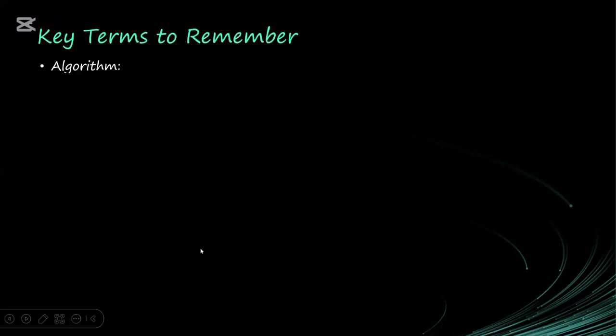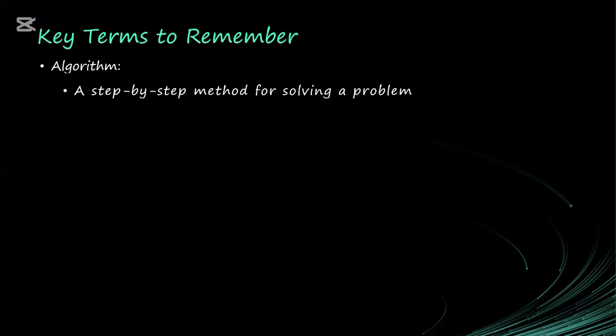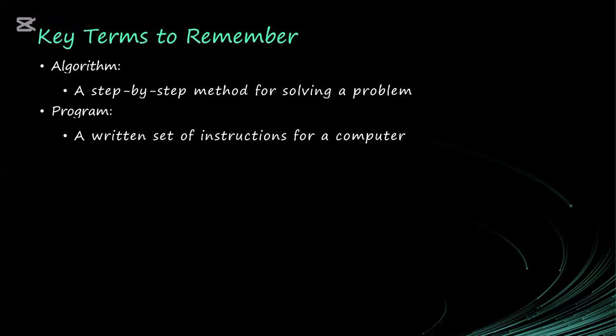Okay, so let me mention key terms that you need to remember. Algorithm is something that you must remember. You're going to make use of it. You're going to do a lot with algorithms. We have a separate chapter for it. Now, a program is a written set of instructions for a computer.